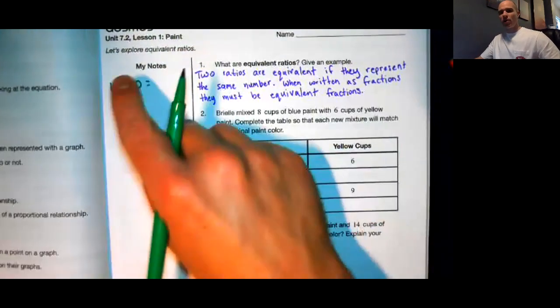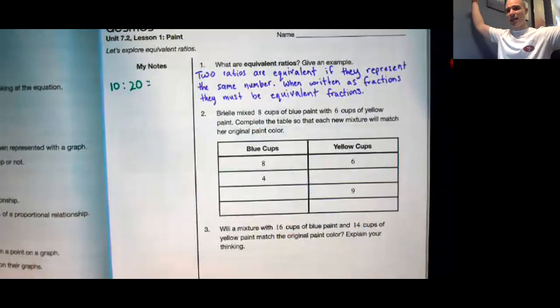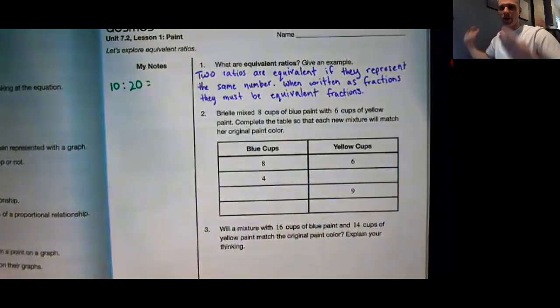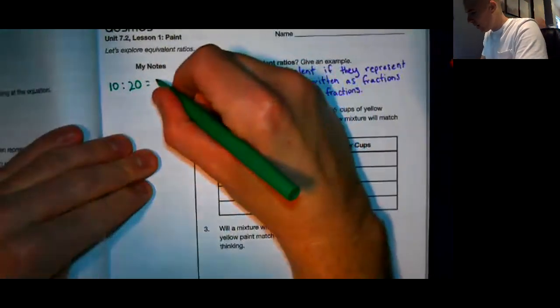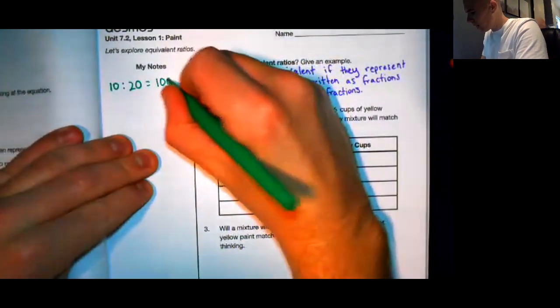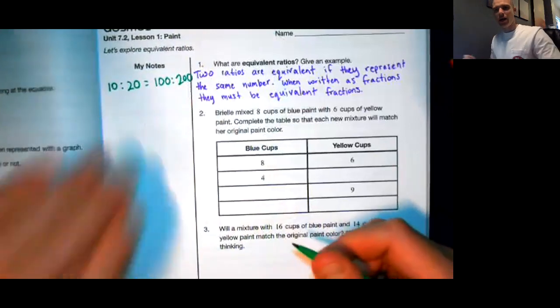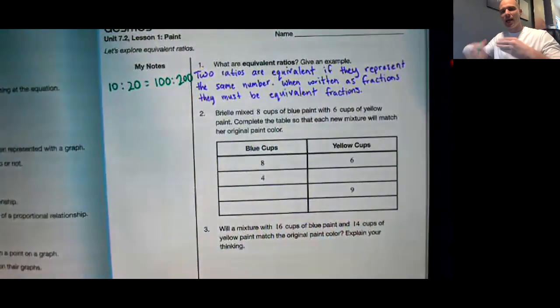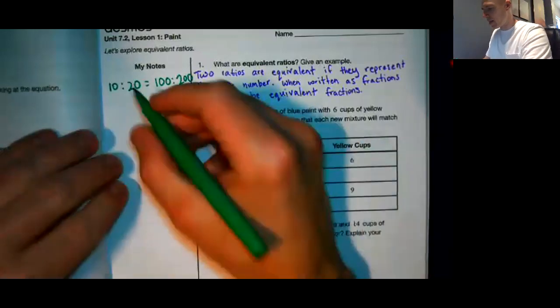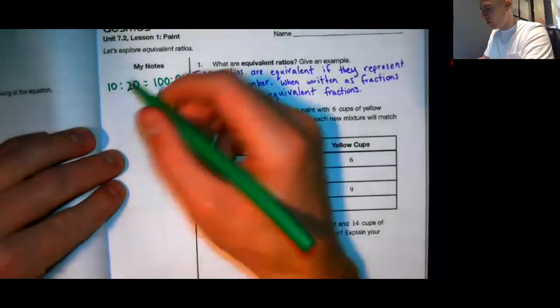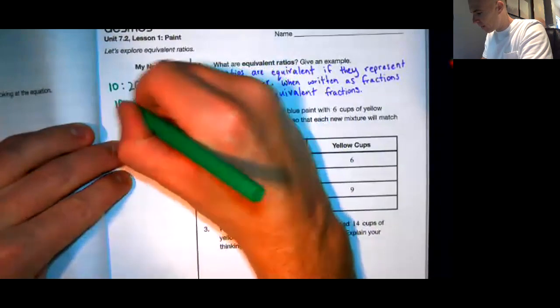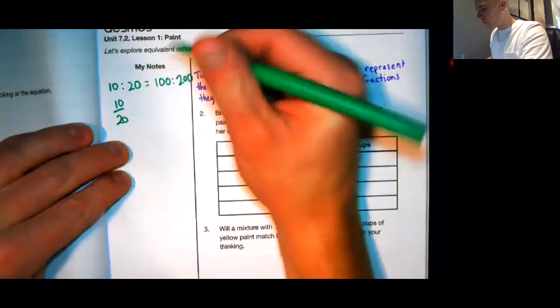And then maybe this is part of a recipe and you make a 10 times as big batch because you're serving a big banquet or something, right? And so that would be equivalent to 100 parts of the first thing to 200 parts of the other thing, right? And to test that these are equivalent, the way I would do it is write them both as fractions. The ratio 10 to 20 is the same as the fraction 10/20ths.